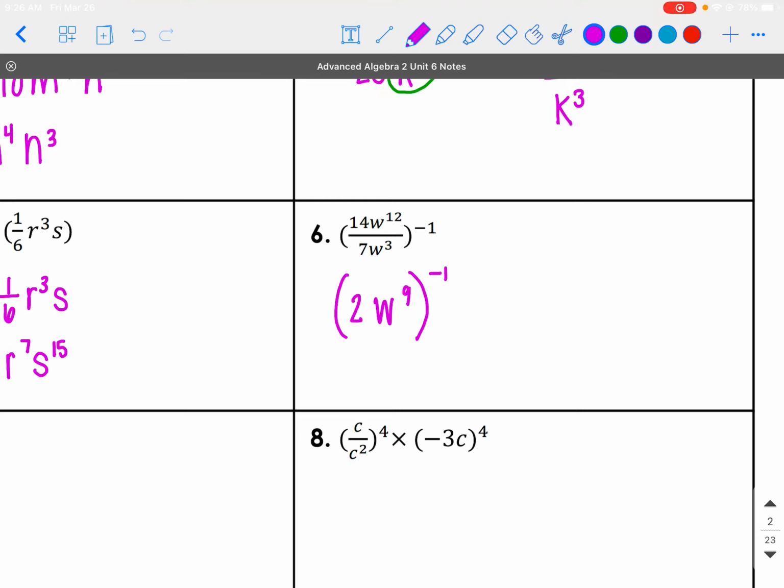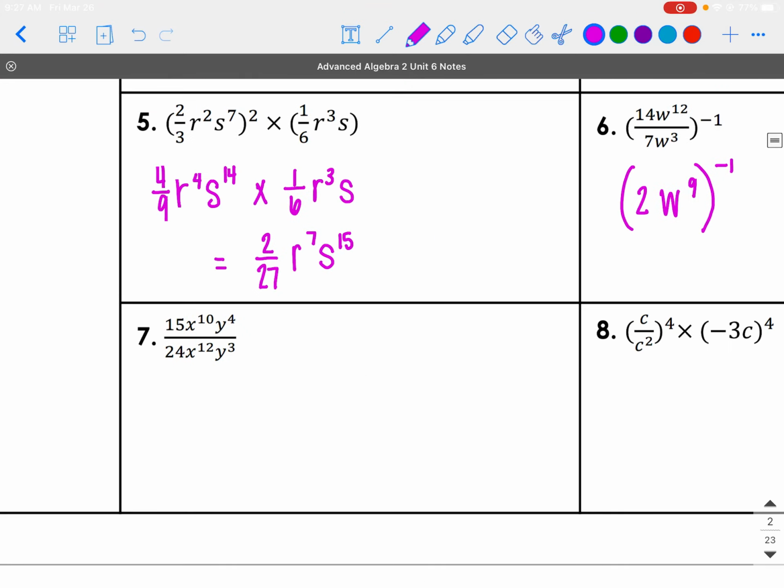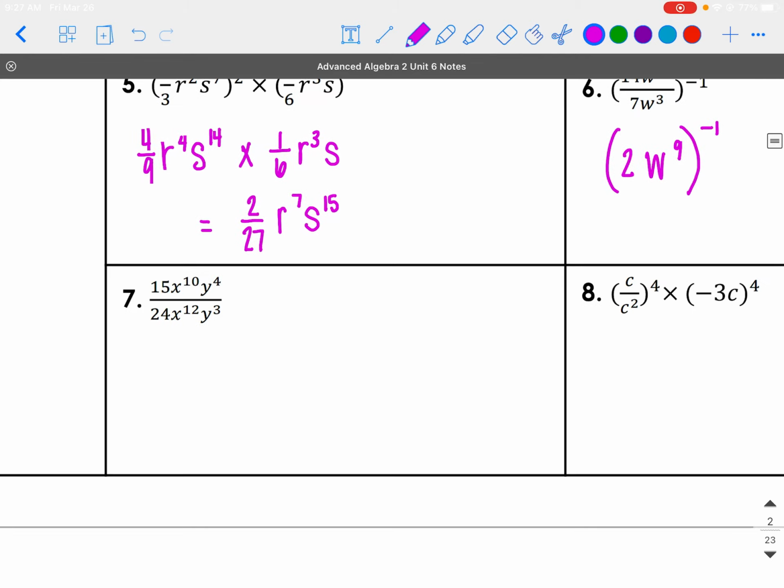Now, because that entire thing is raised to the negative first power, we're going to move the entire thing to the bottom. Just like that. And then that -1 exponent goes away. Okay.